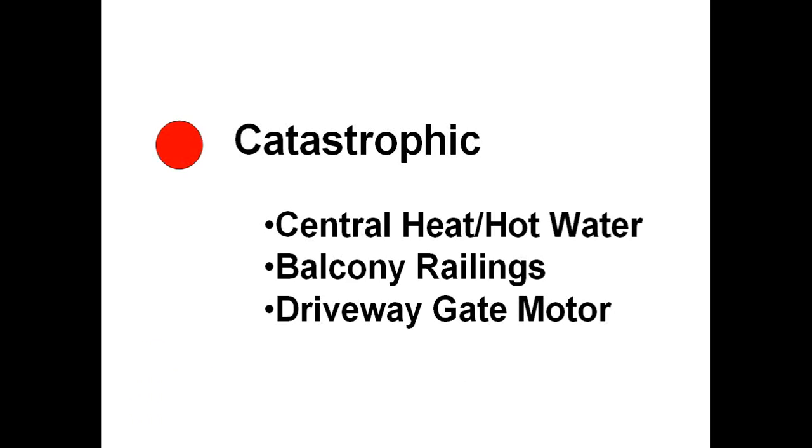And the final category of projects that we've divided your association assets into is those that we call the catastrophic category. And these are projects like the central hot water system for a building, balcony railings, or a driveway gate motor. Failure of any of these types of projects will lead to some significant inconvenience, perhaps safety, as with respect to the balcony railings, or it'll significantly lower the security at the association. Catastrophic projects will be felt by all at the association.